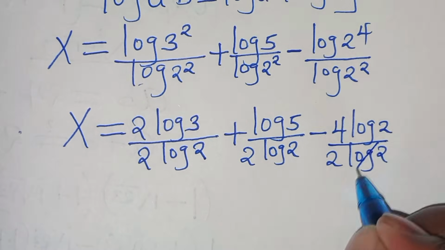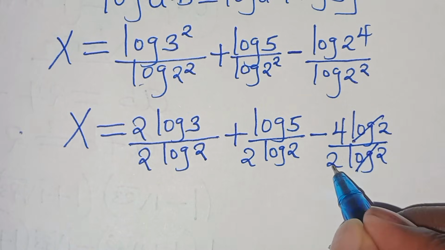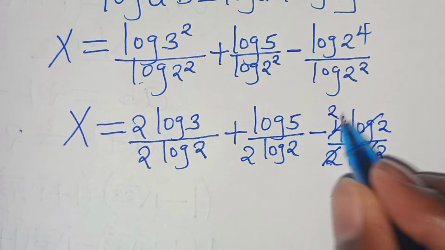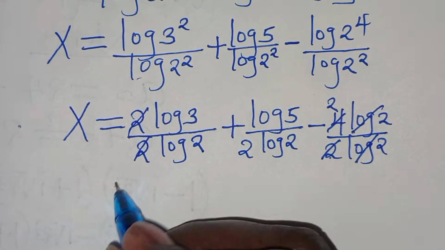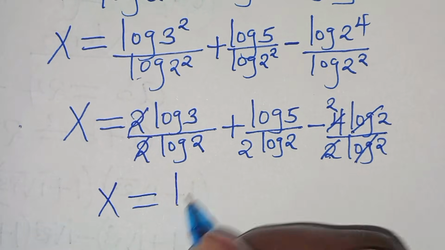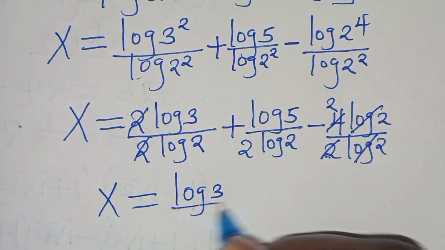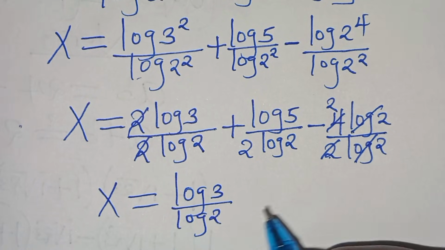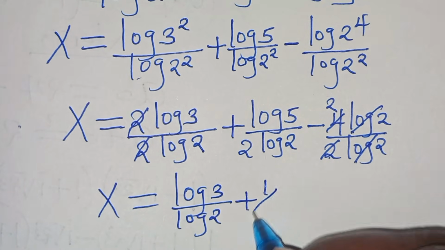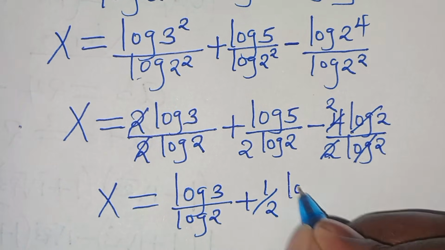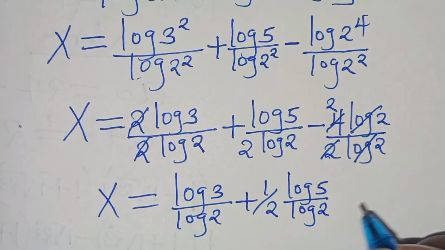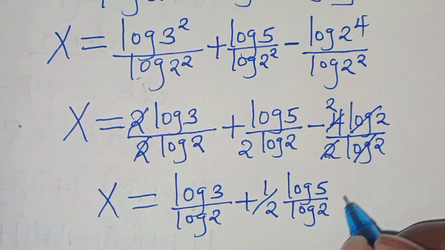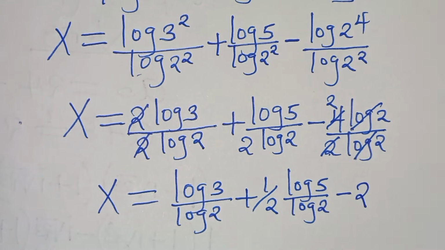Let's simplify log 2 and log 2 here. Then 4 divided by 2 is equal to 2, and then 2 and 2 here simplify. So we have x is equal to log 3 divided by log 2 plus a half log 5 divided by log 2. Then here we have minus 2.